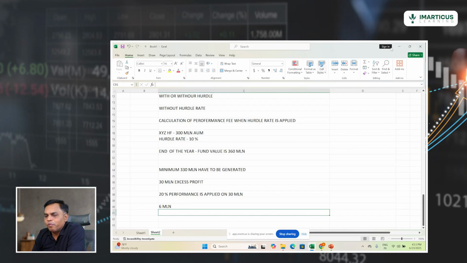So in this session, we have seen how the various kinds of fees, like management fees and performance fees, are charged for mutual funds and hedge funds.